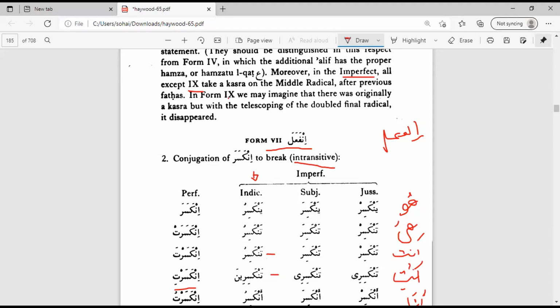It says, however, it gives an exception. It always gives an exception in this sort of stuff. Insarafa, this is also form 7, sorry. It means to go off or depart. This is not passive, this is active, isn't it? So that's an exception he gives.